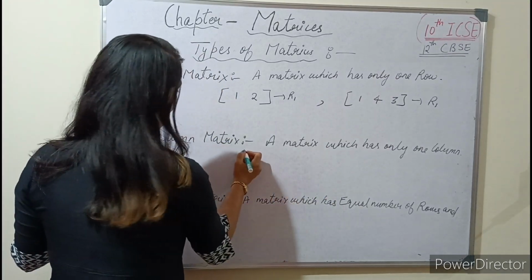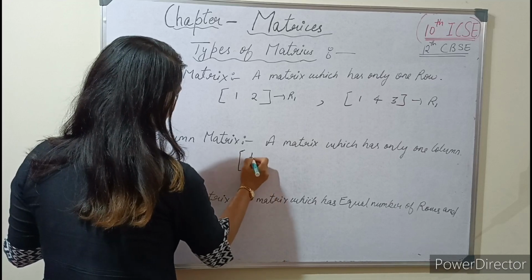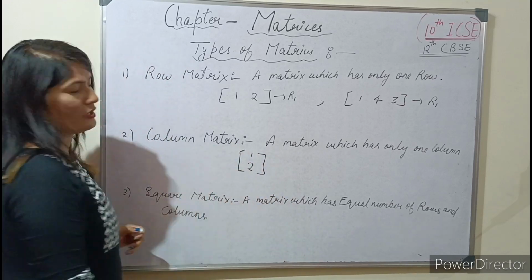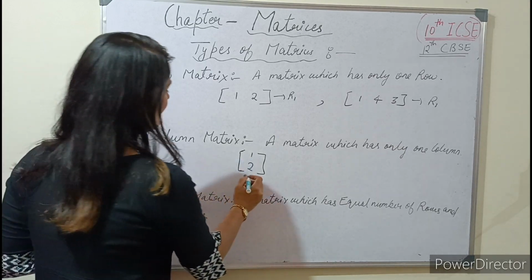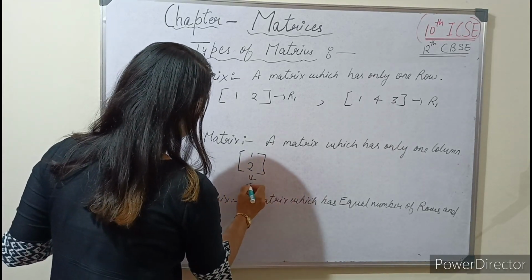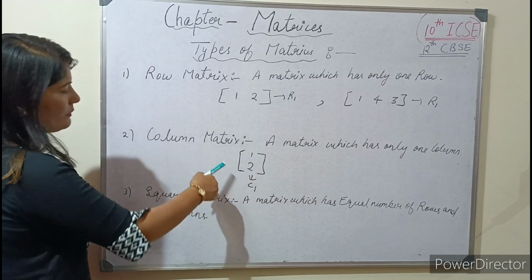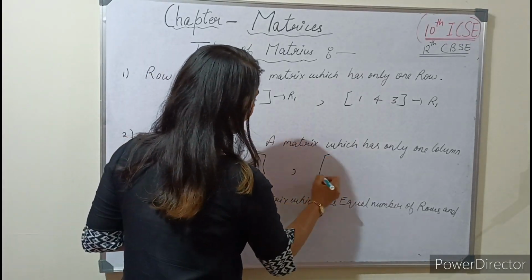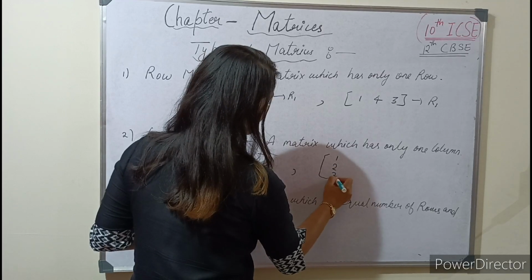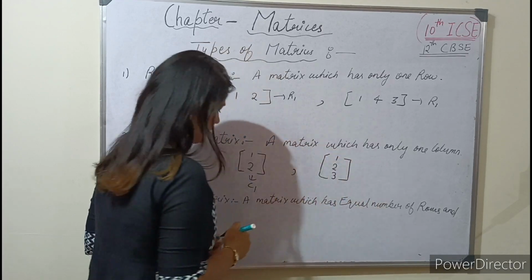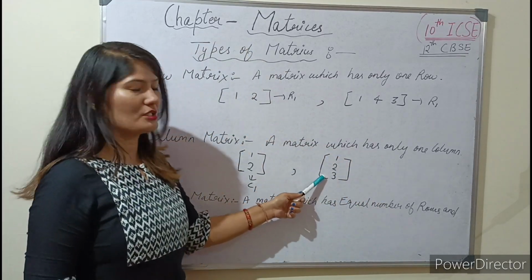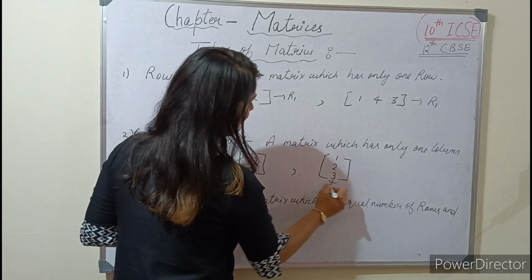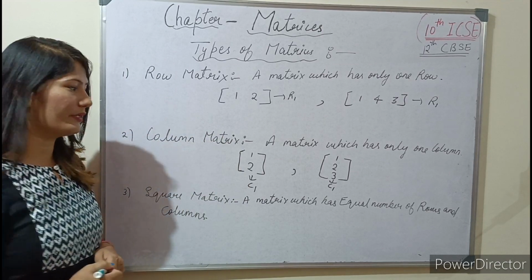For example, this is 1, 2. So this you can see here that this matrix has only 1 column. This is C1. So hence this matrix is known as column matrix. Another example, 1, 2, 3. So same here, this matrix has also only 1 column. So this matrix is known as column matrix.